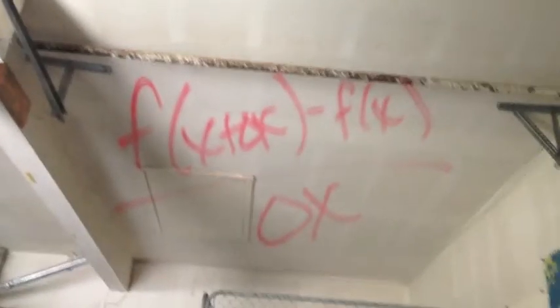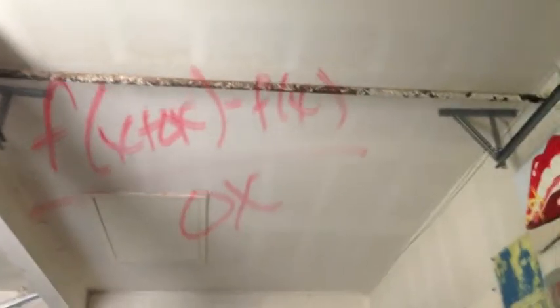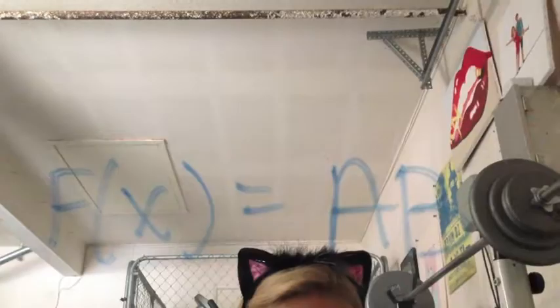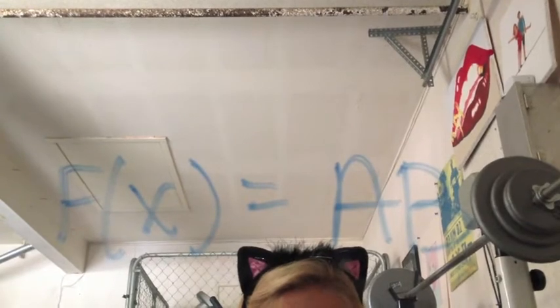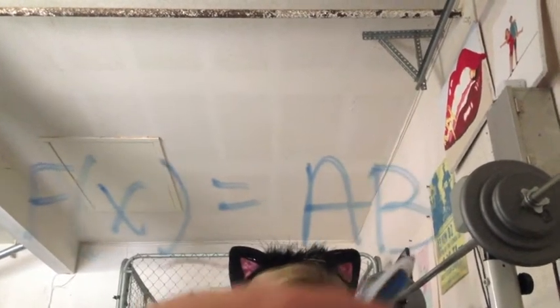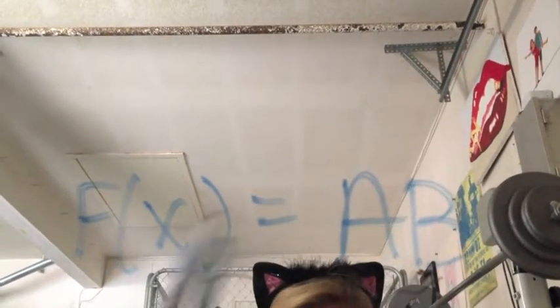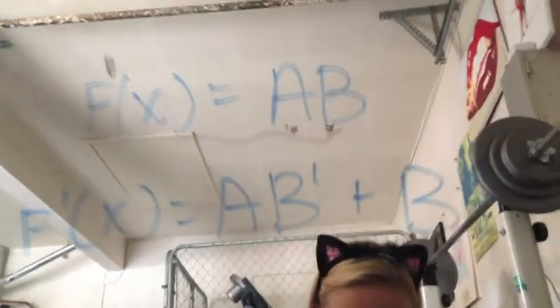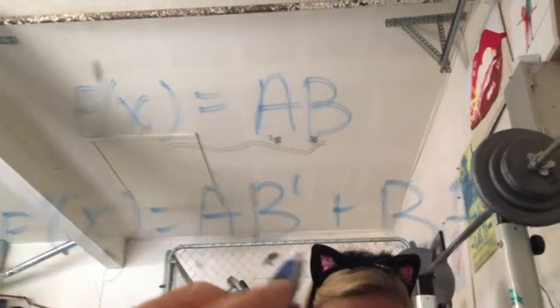But you gotta be thinking, isn't there an easier way to find the derivative than this? Well, sure. We remember learning that the derivative of x to the n is n times x raised to the n minus 1. Now, let's take a look at the product rule. When trying to find the derivative of f of x equals ab, you get f prime of x equals ab prime plus ba prime.